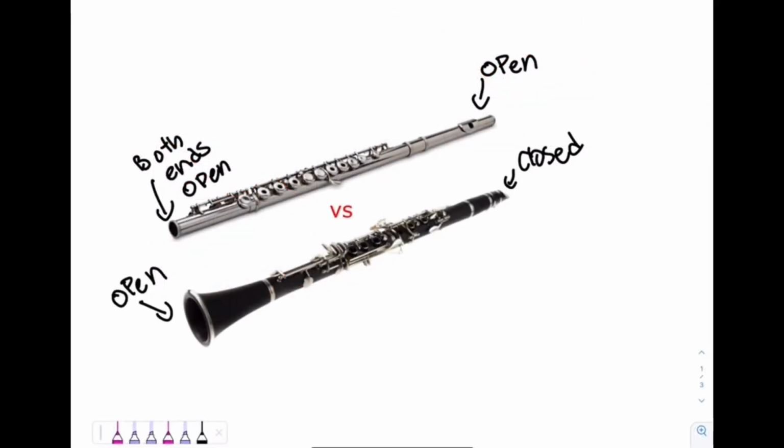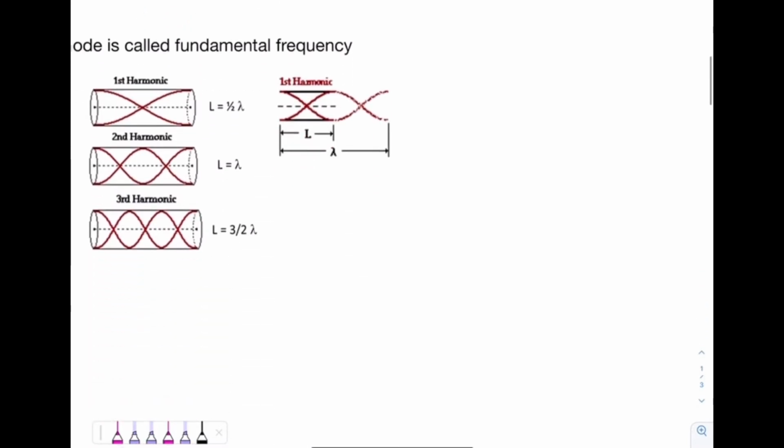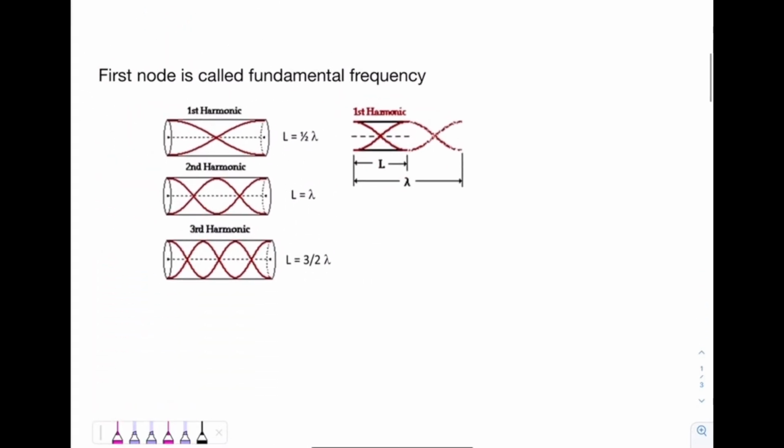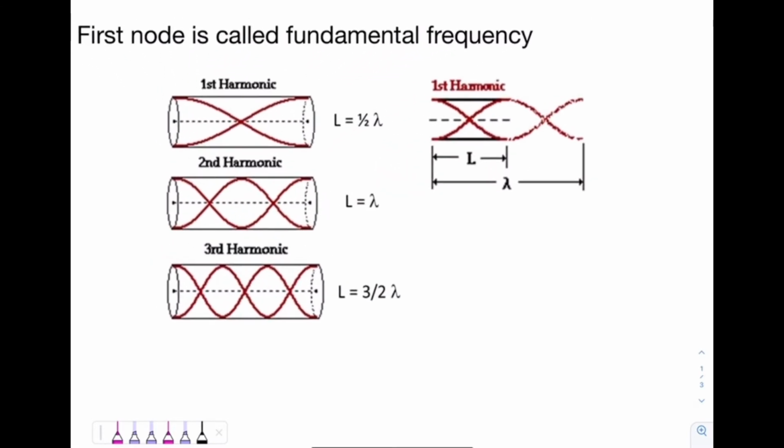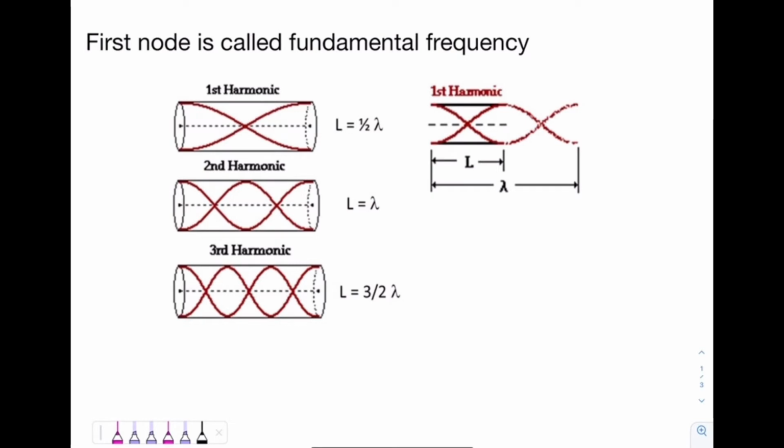An example of an open-end air column is a flute. A clarinet is like a closed-end air column because one side is closed and one side is open, and for the flute, both sides are open. Just so you can visualize the difference. As waves travel through a medium, it'll bounce back when it reaches the end, which causes nodes and antinodes. One node is called the fundamental frequency, which would be right here.